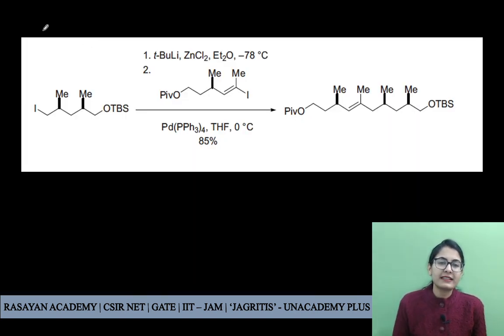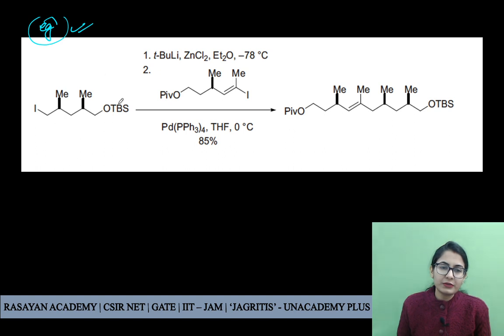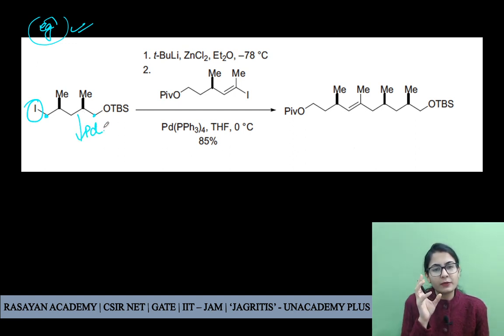Similarly, we'll do one example of Negishi coupling over here, as you can see. The molecule has OTBS and it has I. So you might get confused about who is going to leave over here. But guys, your iodine is going to leave because it is going to undergo this palladium catalyzed reaction. It is going to undergo oxidative addition first.